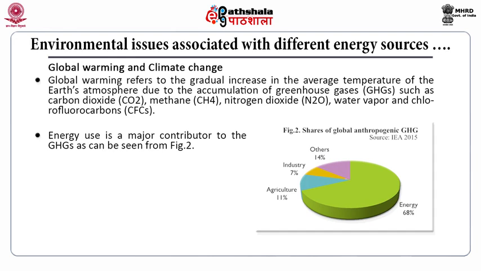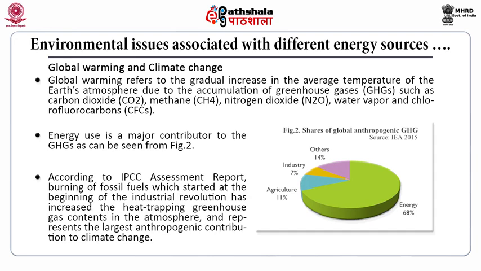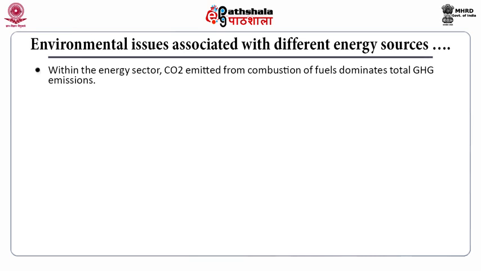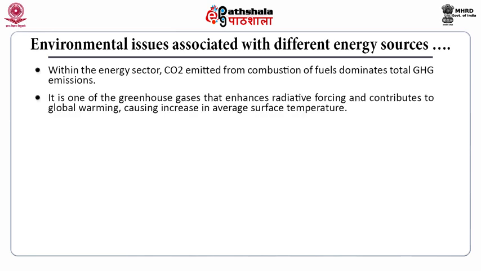You can see in this figure the contribution from the energy usage to the global anthropogenic greenhouse gas emission is around 68%. According to the IPCC assessment report, the burning of fossil fuel, which started at the beginning of the Industrial Revolution, has increased the heat-trapping greenhouse gas contents in the atmosphere, and it represents the largest anthropogenic contribution to the climate change. Within the energy sector, carbon dioxide emitted from combustion of fuel dominates the total greenhouse gas emissions. It is one of the greenhouse gases that enhances radiative forcing and contributes to global warming. It causes increase in the average surface temperature.